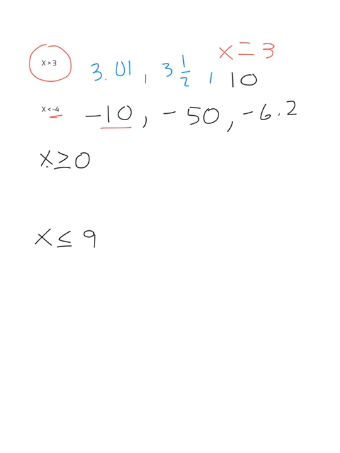X is greater than or equal to 0. So when you see this bar underneath, that's meaning it's greater than or equal to, which means your solutions could be 0, could be 1, could be 1 1/3, could be 99. But the key is it could be 0 because of that bar.